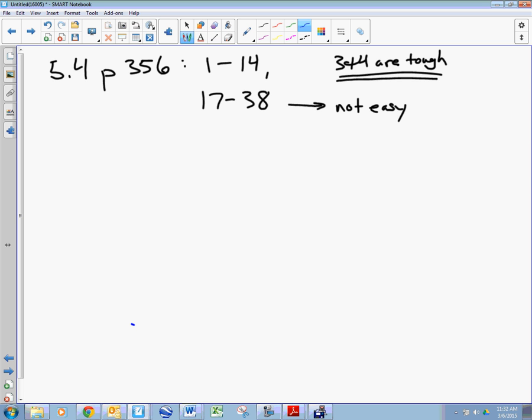And why is it tough? It's not tough because of the calculus. It's tough because of the algebra. You can see that we involve some trigonometry here, 17 through 38. They're not easy. This should not be an easy assignment. You've got a lot of practice problems. We have 2 sections to get through for this test, 5-4 and 5-5. That's it. And so this will be the majority of your practice.